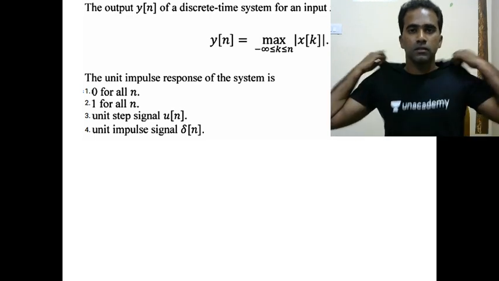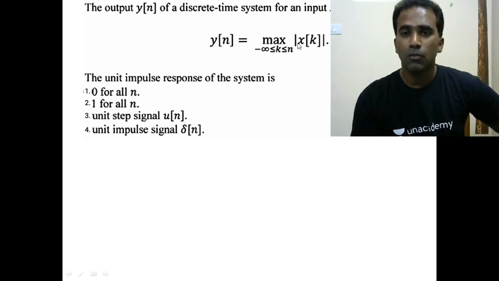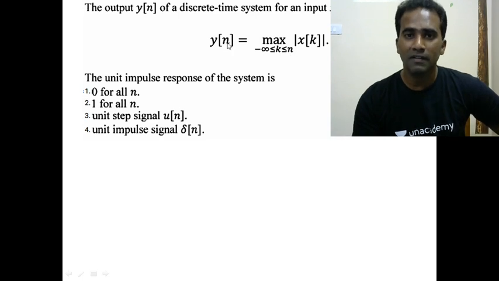Right. So let us solve this question. They are saying the input-output relation is given as y of n equal to maximum of modulus of x of k, where k runs from minus infinity to n, the present time. So the meaning of this is, among all the values of x of k till the present value, whatever is the maximum sample value, that will be the output.